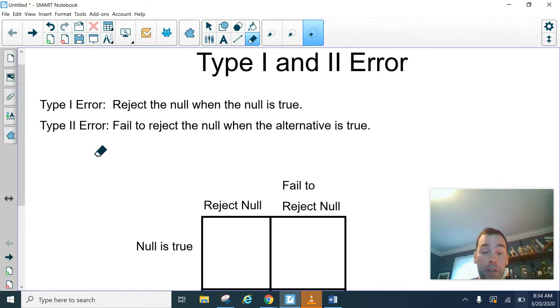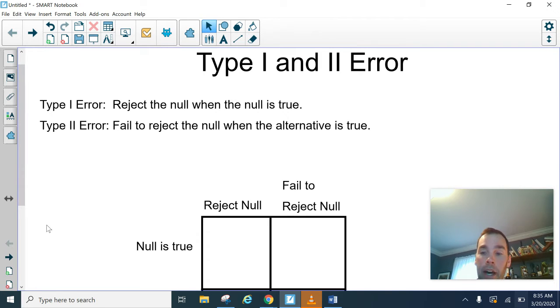It's Friday, March 20th. I'm going to change gears a little bit here and talk about something called type 1 and type 2 error. It's really not math related, it's just kind of a definition, really. But a type 1 error is when I reject the null when the null is true.